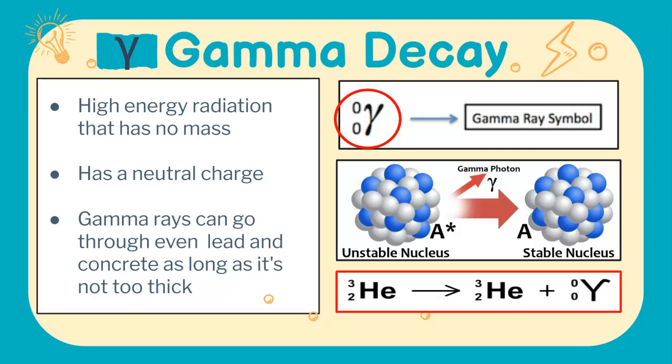An example of a gamma decay equation is shown at the bottom. So on the left, we have He-3, which is unstable. So it releases a gamma ray on the right, but notice that even though it released that gamma ray, it's still He-3. So the actual subatomic particles in the nucleus did not change.